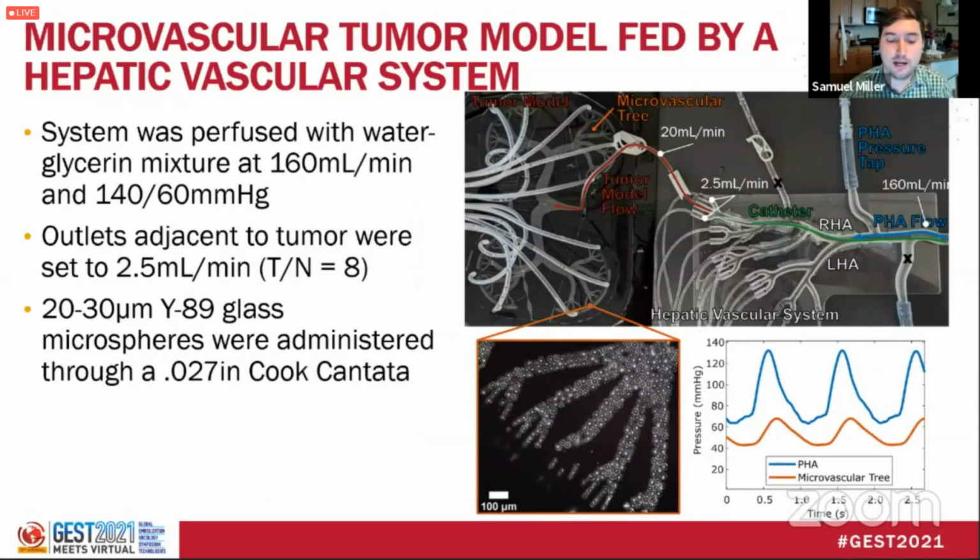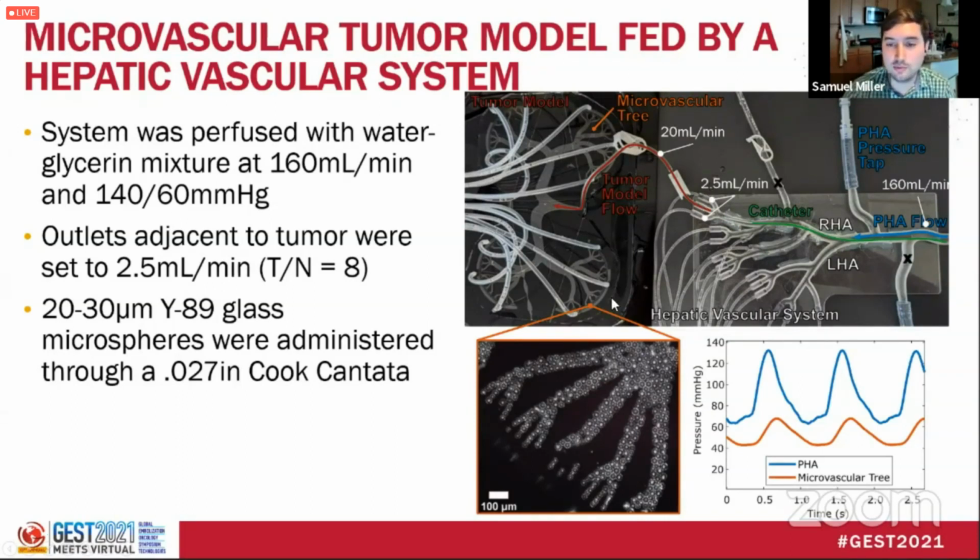This tumor model was then fed by a hepatic vascular system dynamically perfused with a water glycerin mixture at a pressure of 140/60. We used this mixture to approximate the viscosity of whole blood at around 3.5 centipoise. The vascular system shown on the right terminates in 16 outlet arteries, with the outlet flow immediately adjacent to the tumor being restricted to 2.5 milliliters per minute, which gives us our TNR of 8.